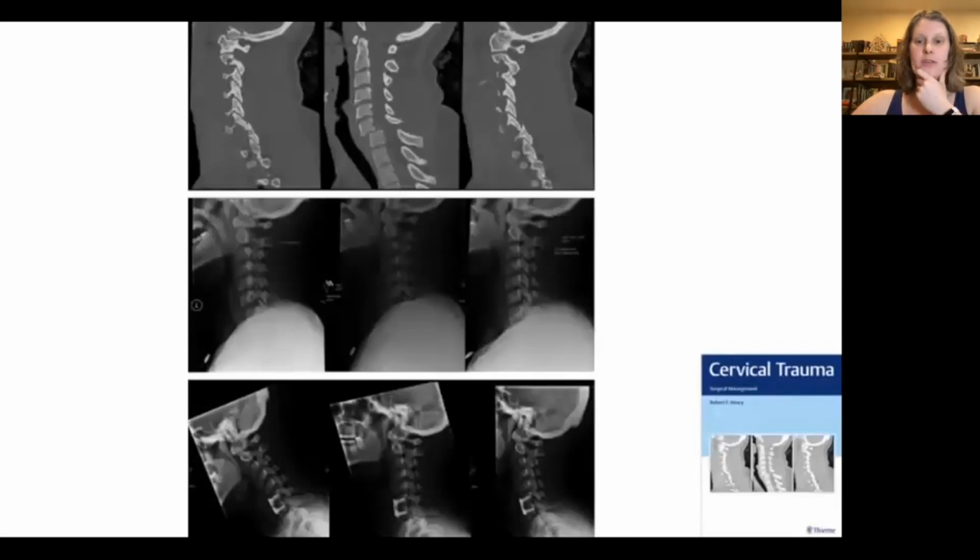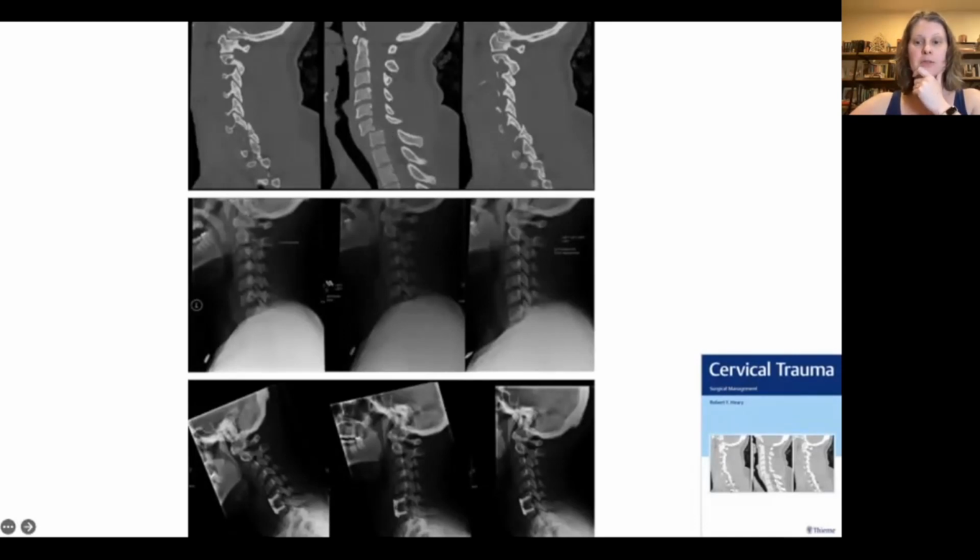So this set of imaging is from a really great textbook by Bob Heary, and it demonstrates one of the main indications for closed reduction, which is traction, and that is bilateral jumped facets. And you can see the jumped facet here, and you can see it here. They're not overlapping like they're supposed to. And you can imagine that the spinal cord is getting squished right here because the space right here is so much narrower than the space above and below that area. So the spinal cord is getting squished right in front of you.